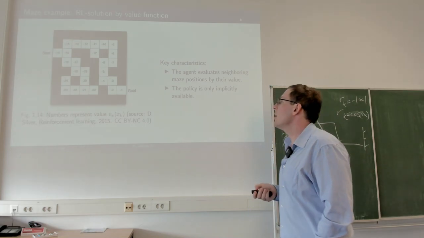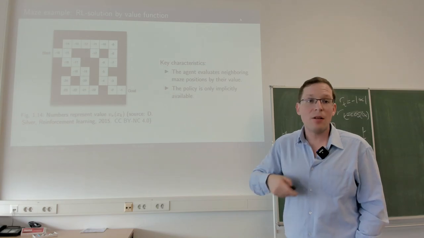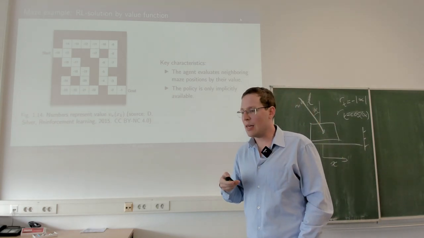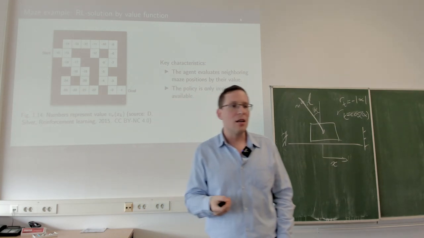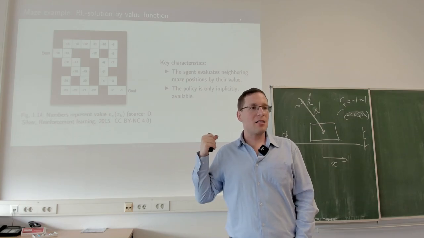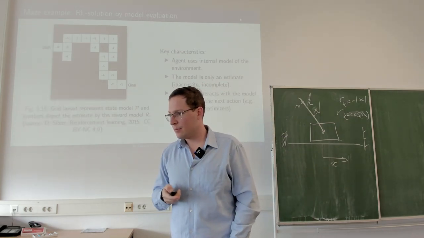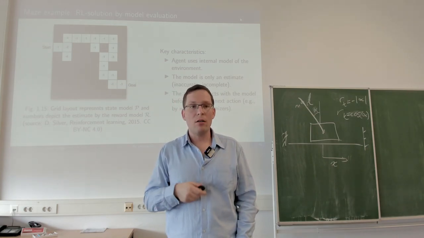And so in this particular case, part of the reinforcement learning will be to populate this table with the value function. And so this is an example of an implicit policy, in that we haven't defined the policy. The policy would then be to say, right, take the action which provides me the maximum expected value. Then there's a reinforcement learning solution by model evaluation.